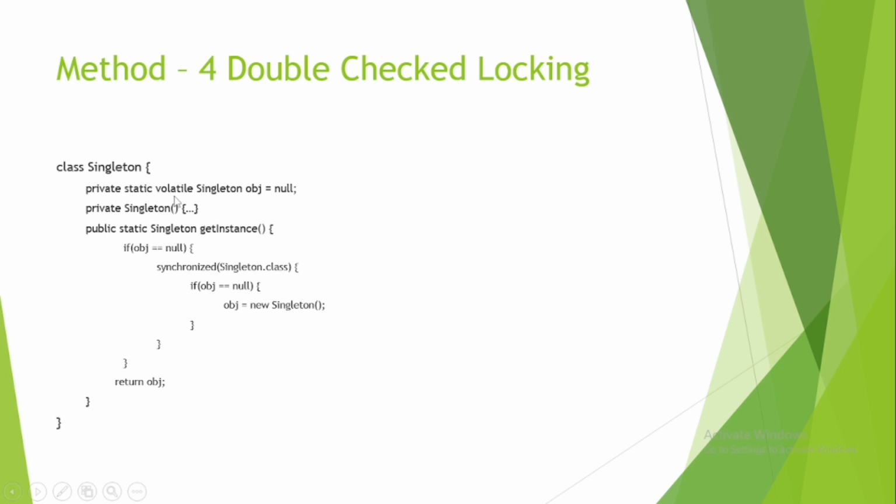For now just understand that this is used in multi-threading. We'll understand volatile and synchronized in another session. For now just remember that volatile and synchronized are used for multi-threading purposes. So private static volatile Singleton object equal to null. Here we have initialized the object value as null. If you don't initialize it, it will be null anyway, right?